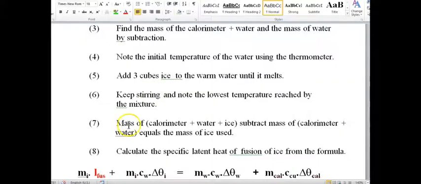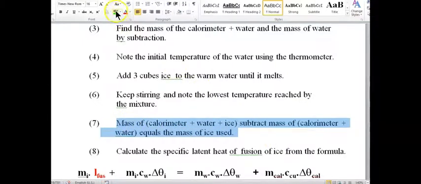At the end of the experiment, we find the mass of the calorimeter plus water plus melted ice again, and subtract that from the mass of the calorimeter plus water at the start, and that's the mass of the ice used. Because that is actually quite frequently asked in the Leaving Cert, I'm going to just highlight that there again. That is how the mass of the ice is determined.